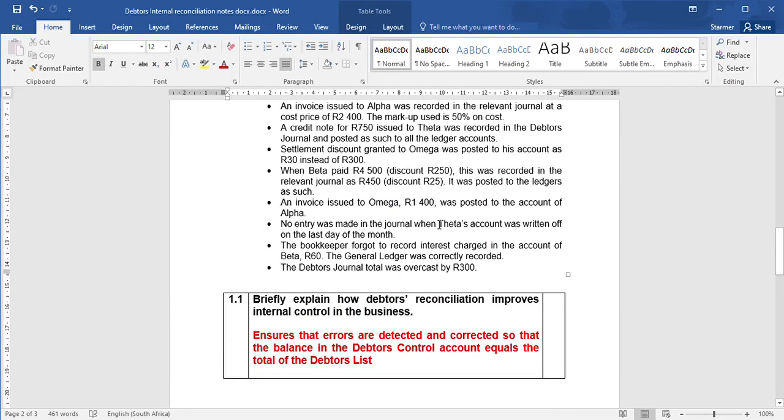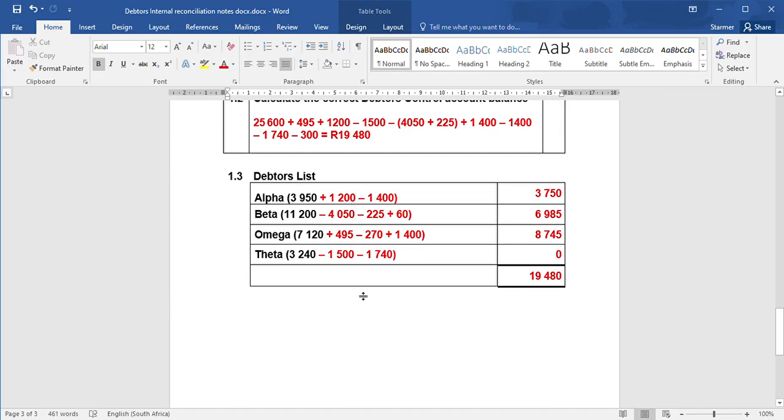Okay, then the next one. No entry was made in the journal when Theta's account was written off on the last day of the month. So you'll need to look at what Theta's balance is. It comes to 1740, which you're going to decrease to 0. And because there was no entry in the journal, debtors control will also need to go down by 1740.